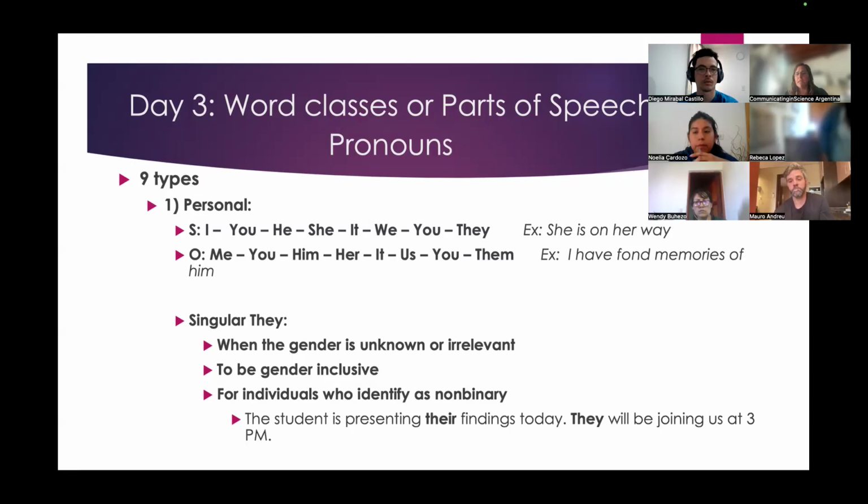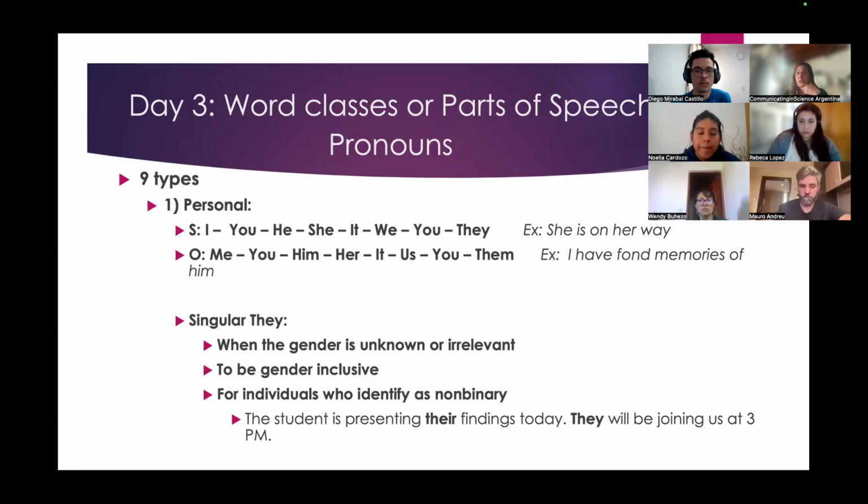In this case, we have an example. The student is presenting their findings today. They will be joining us at 3 p.m. It's only one student, but I don't know the gender, or I don't care about their gender, or it's a non-binary person. And this has become more frequently used in the past few years. So it's respectful to treat people as they want to be treated.